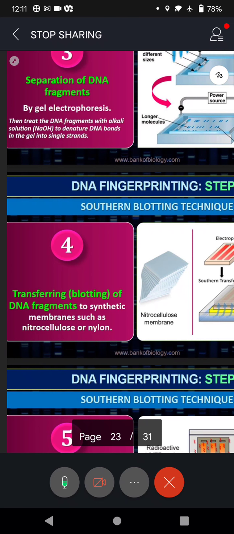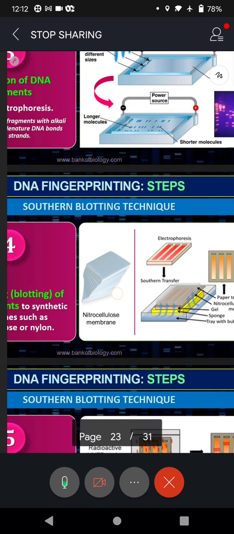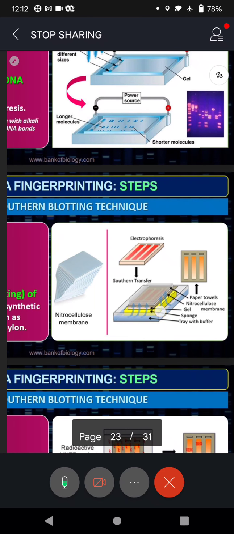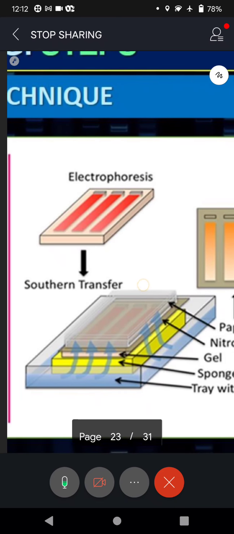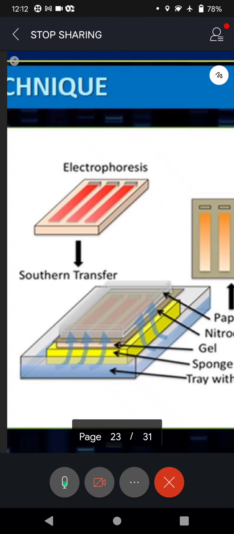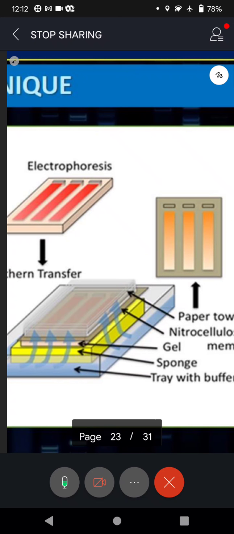And that nylon sheet is made up of a chemical substance called nitrocellulose. What for? This method is done to ensure more clarity of the fragments. Look at that. You can see the electrophoresis is done, wherein we are separating two types of DNA fragments, big sized ones and small sized ones. And now we are transferring that into another machine.